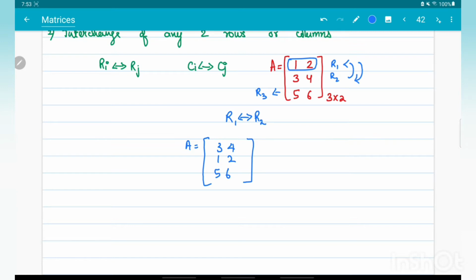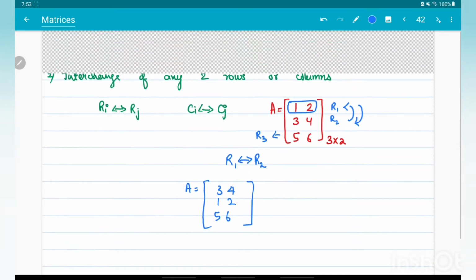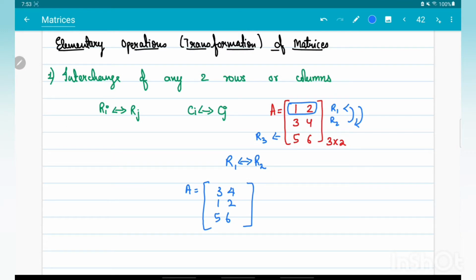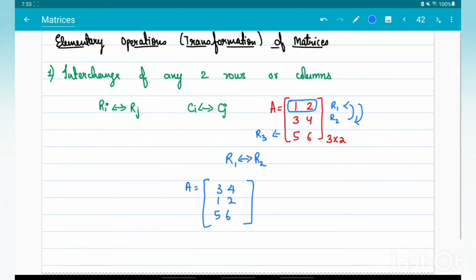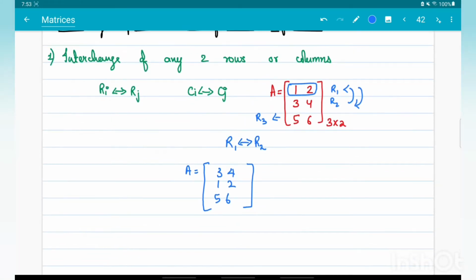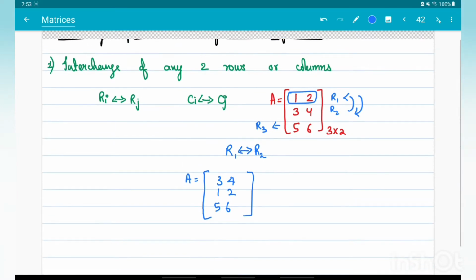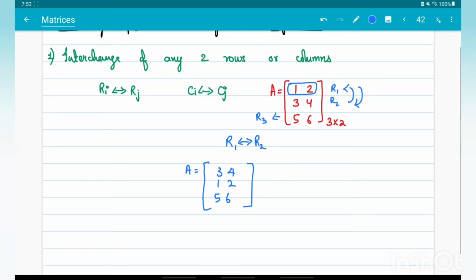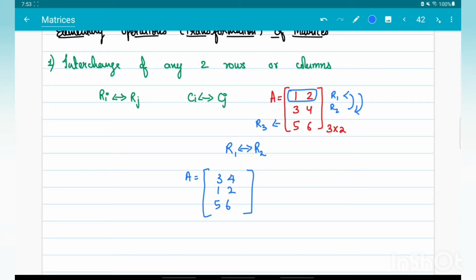Now after interchanging this, both the matrices are not equal. But the main thing here is that these are the elementary operations which we are going to perform to find the inverse of a matrix. How to find the inverse of a matrix we'll learn later. First we'll learn what the elementary operations are. This is one of them, that is we can interchange the rows. That is how you represent it: the ith row can be interchanged with the jth row. Here I took row 1 interchanged with row 2.